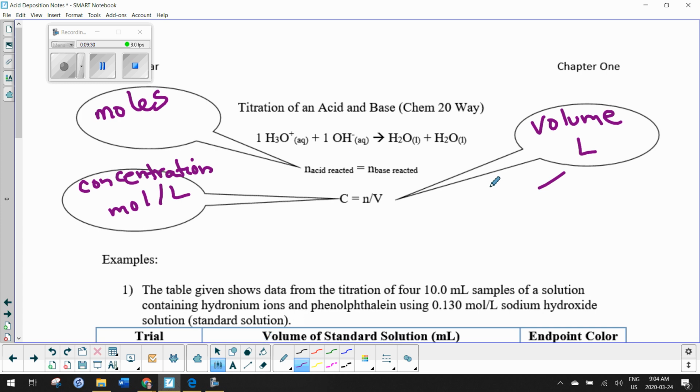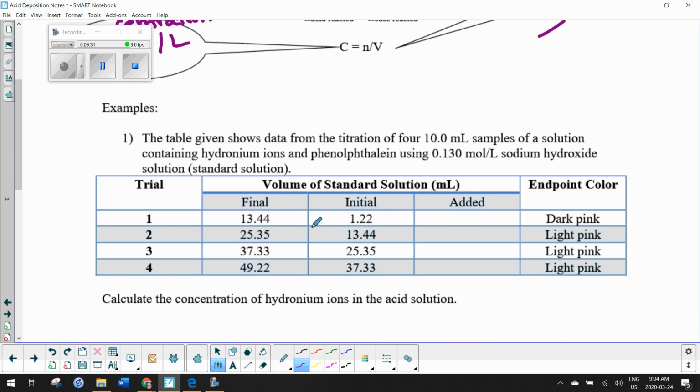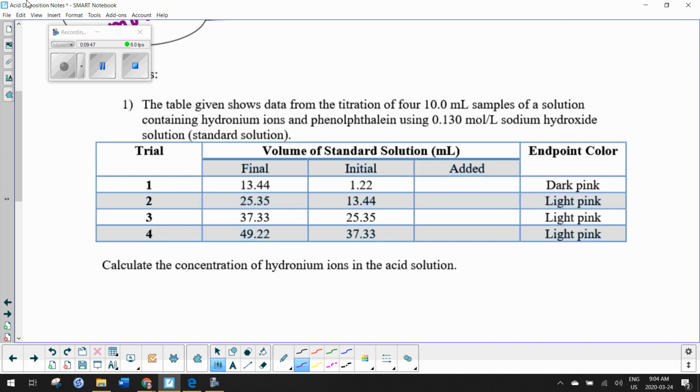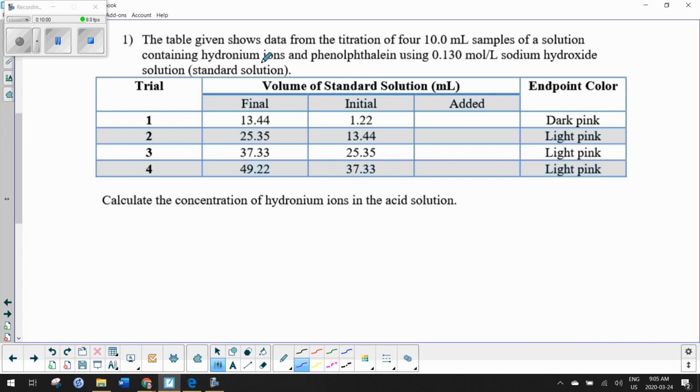Okay, so first problem. Again, this one is hard, so if you don't 100% get this, that is fine. Don't panic. Wait till the next one and I'll show you the easier way to do it. Most kids like that way. So the table given shows you data from the titration of 4 10 milliliter samples of a solution containing hydronium ions.